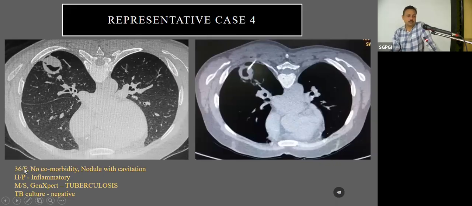This case, a 36-year-old female, again, no comorbidity. She presented with a nodule in the right lower lobe, a nodule with cavitation. The histopathology report was showing an inflammatory picture, and the microscopy and GeneXpert were positive for tuberculosis. So this was a case of tuberculosis. However, TB culture was negative in this case. But we had microscopy and GeneXpert, both positive for Mycobacterium tuberculosis.